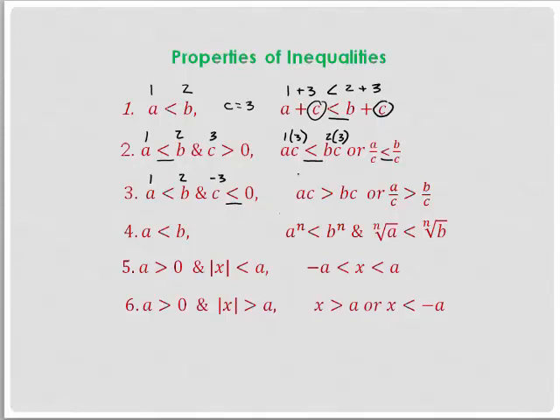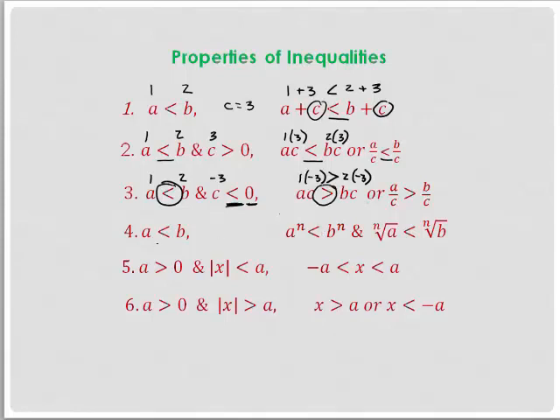Now, if we take 1 times a negative 3 and 2 times a negative 3, what do we have here? Negative 3 and negative 6, it's greater than. So whenever I multiply or divide by a negative number, less than 0, I flip the sign. It starts out less than, and we have to change it to greater than.